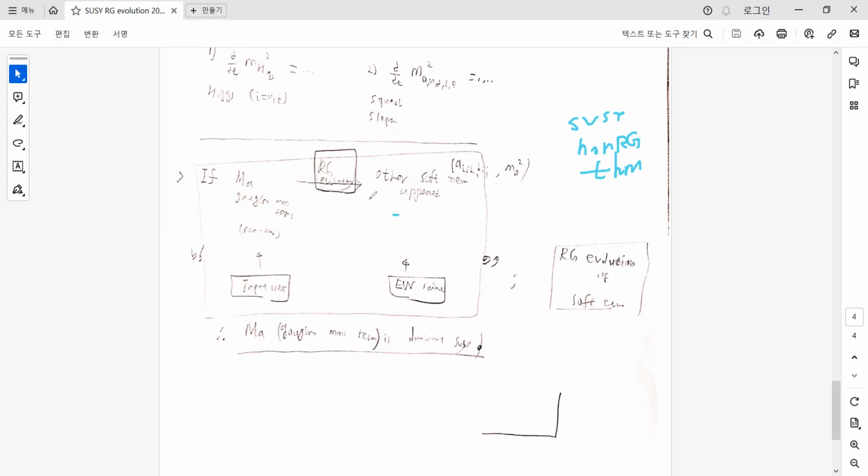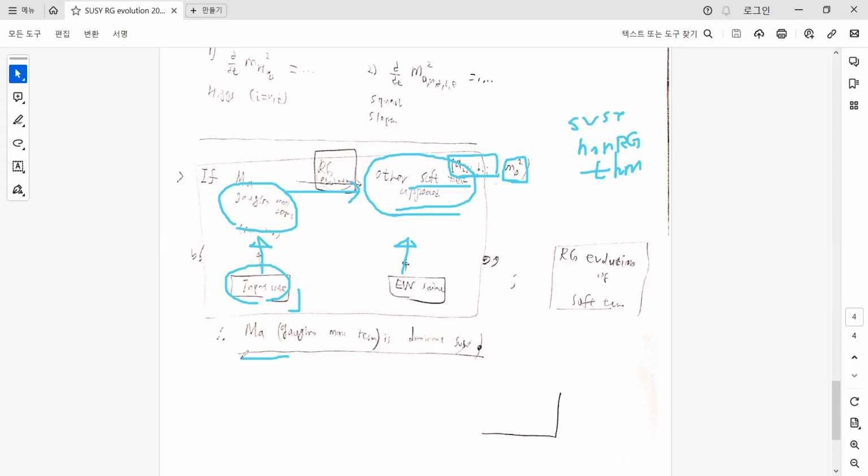Especially the other soft terms except the gaugino mass term, such as the scalar coupling terms and the scalar mass terms, have complicated functions for the beta function. So if there is a gaugino mass term at the input scale, then by the RG evolution with the beta functions, the other soft terms, the scalar couplings and the scalar mass terms, can appear by RG evolution if the gaugino mass terms are inserted at the input scale. And at the electroweak scale, such soft terms will appear. So the point is that the gaugino mass term is the dominant source of supersymmetry breaking. That is one of the results of the RG evolution of the soft terms.